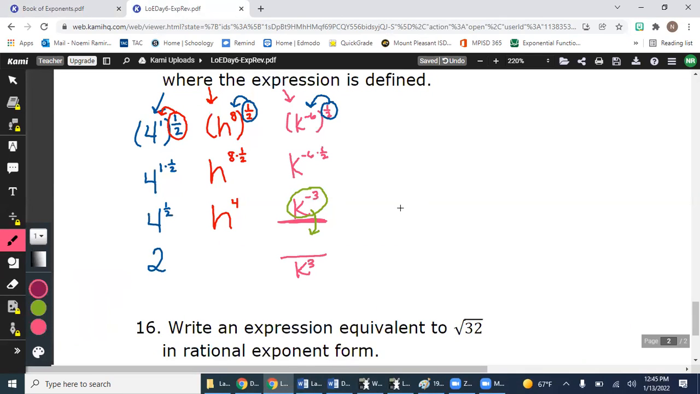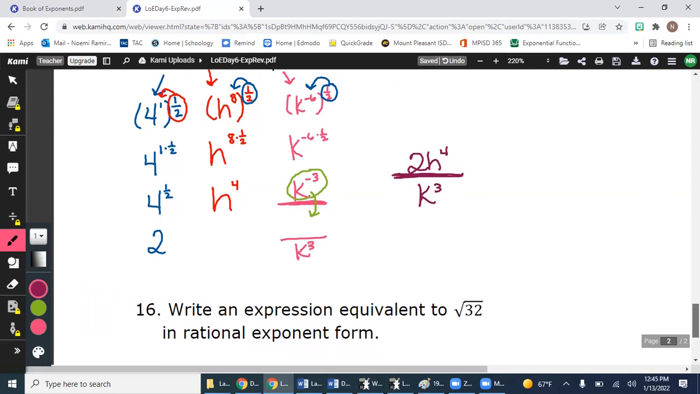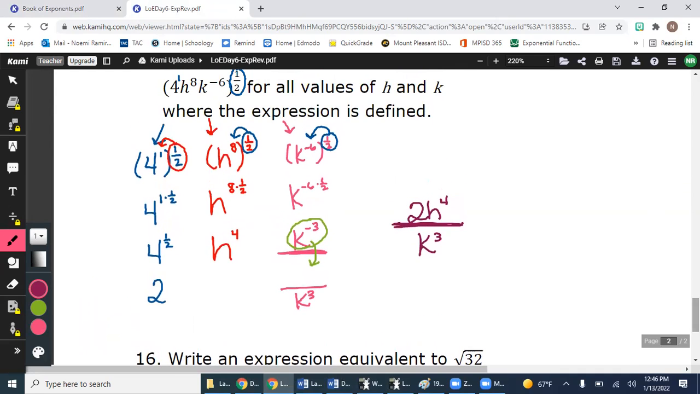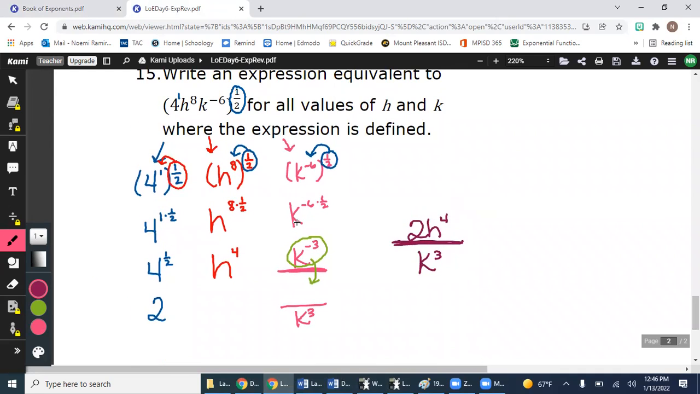So once I put everything together, I'm going to go over here to the side. 2h^4. What goes at the top? 2h^4. And what at the bottom? K cubed. Okay. So make sure you pay, once again, attention to the question. If it says convert to exponent form, then you can put it in exponent form. But this one does not say anything about converting to exponent or radical form. Got it? All right, let me give you the test review.